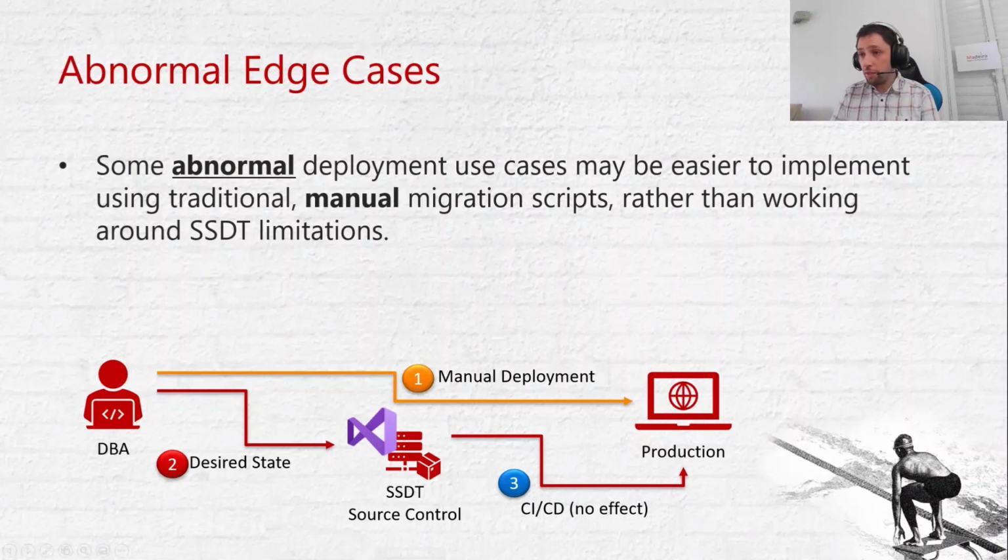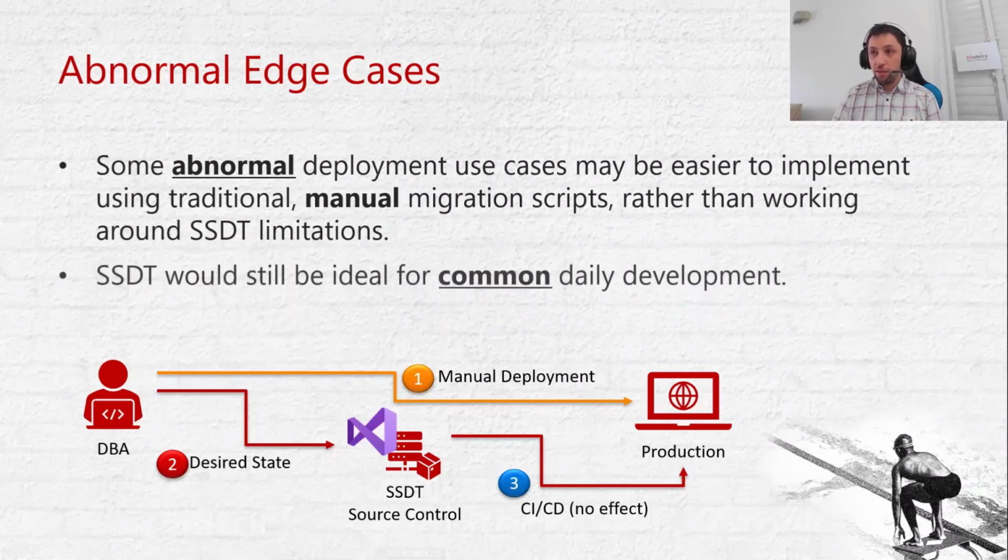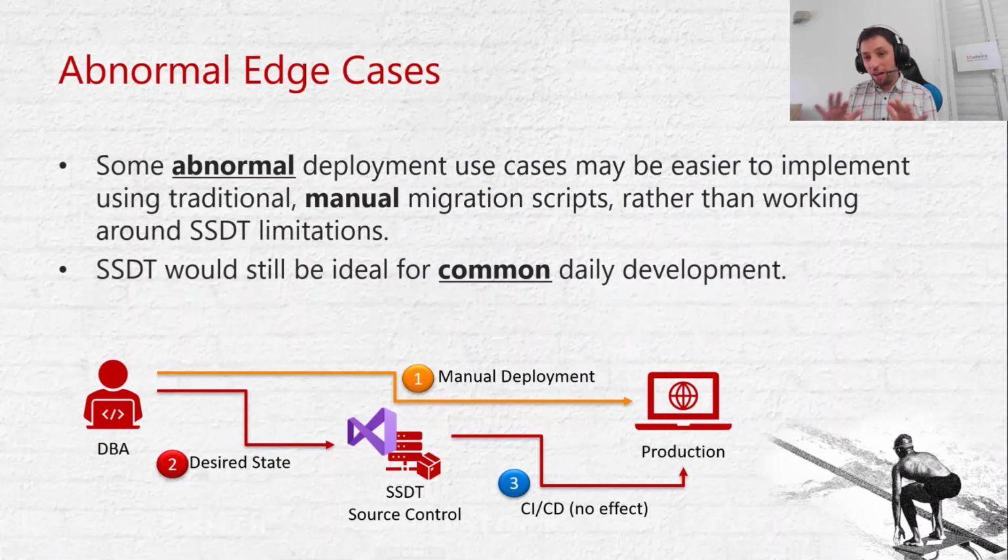So again, you can make complex changes directly to production manually. You apply the same desired end state to your SSDT. It will be saved in source control. There will be a CI/CD pipeline, but it would have no effect because the desired end state already exists in production. Now, this is something that will be relevant for abnormal edge cases. It would be rare for you to be doing this. For common daily development, I will still say that SSDT is ideal for it. Common day-to-day development, you should use SSDT for it, using the native functionalities.